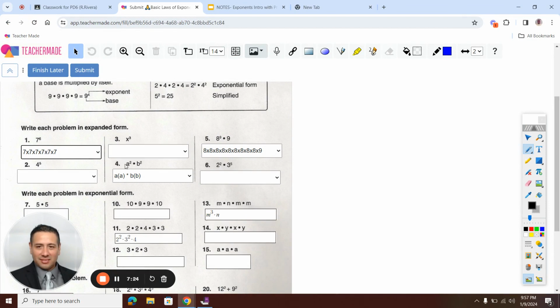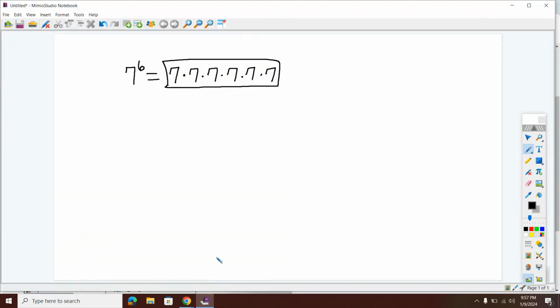We also did this one, a squared times b squared. Okay, same thing. That one was a squared, or a to the second power, times b squared. So this in math means a times a, and this one means b times b. And of course, there's a times between the two letters, the two variables, so this would be the answer.